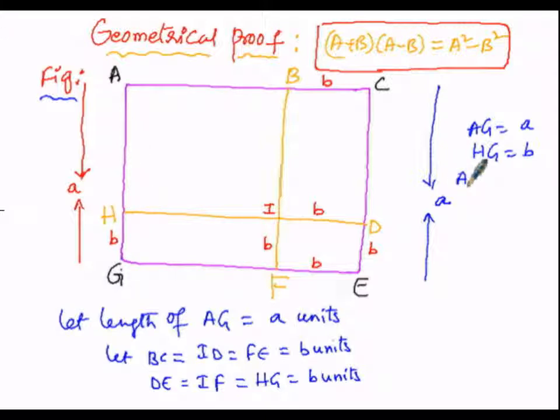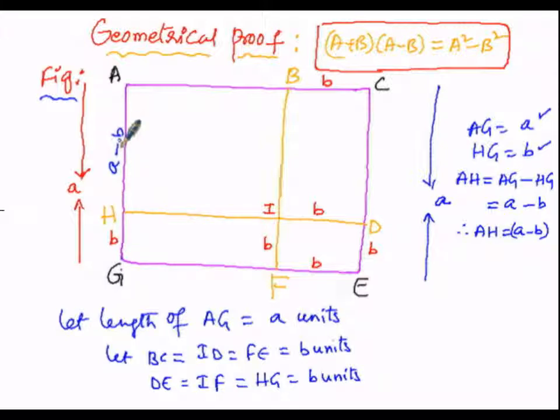We can get the remaining part AH by subtracting from the entire length AG the part of it, that is HG. That equals AG, which is a units, minus HG, which is b units. So in this manner I got AH as a minus b units.